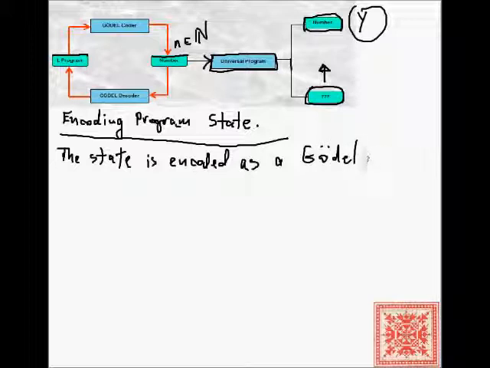So how do we encode states? The state is encoded as a Godel number, or G number.